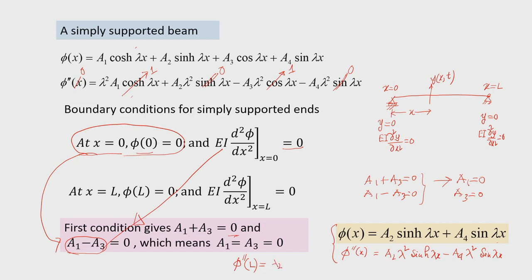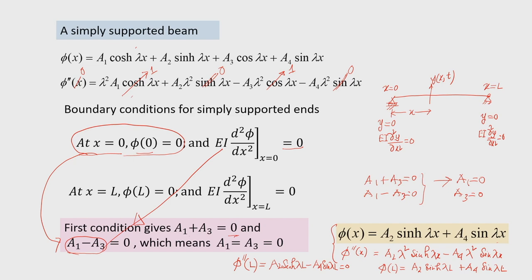It will give a2 sine hyperbolic lambda l minus a4 sin lambda l equal to 0. So lambda square is cancelled from both sides, and phi l is also 0. Phi l you will get a2 sine hyperbolic lambda l plus a4 sin lambda l.